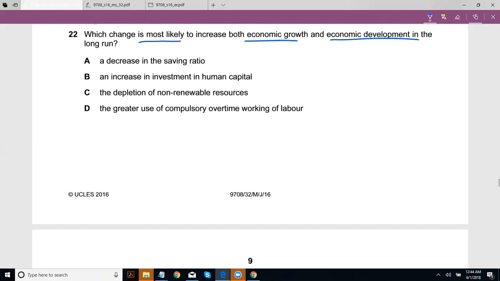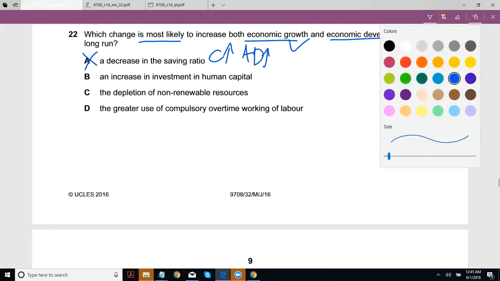Anyhow, 22, which change is most likely to increase both economic growth and economic development in the long run? So a decrease in the savings ratio. So if you're saving less, you'd probably consume more, which means your aggregate demand would go up and economic growth might happen. But I don't see how economic development is happening here. I don't see how the standard of living, how the quality of life that economic development stresses on is being met here. So we can cross that out.